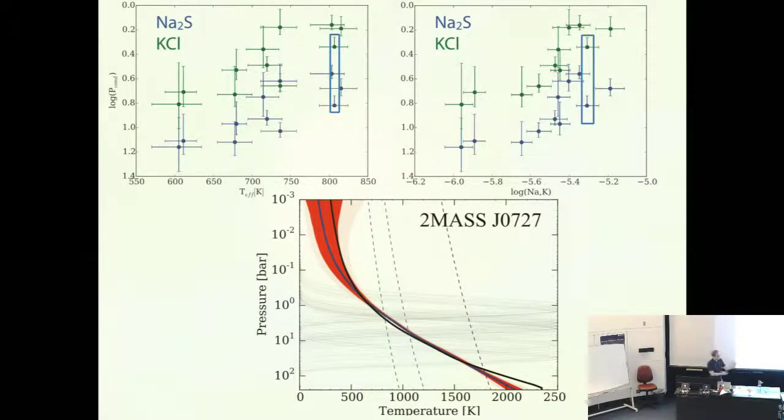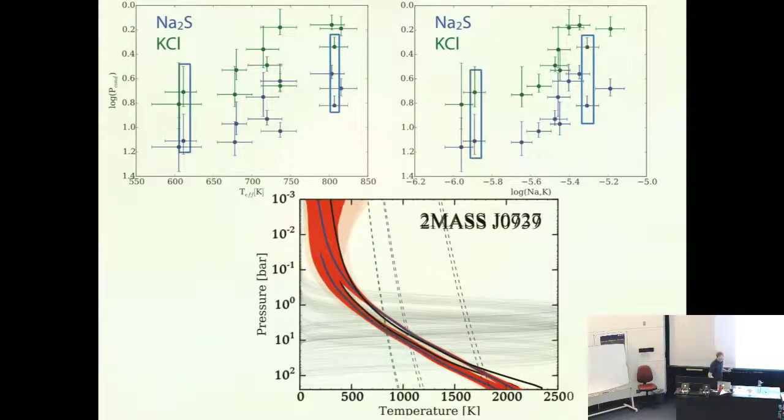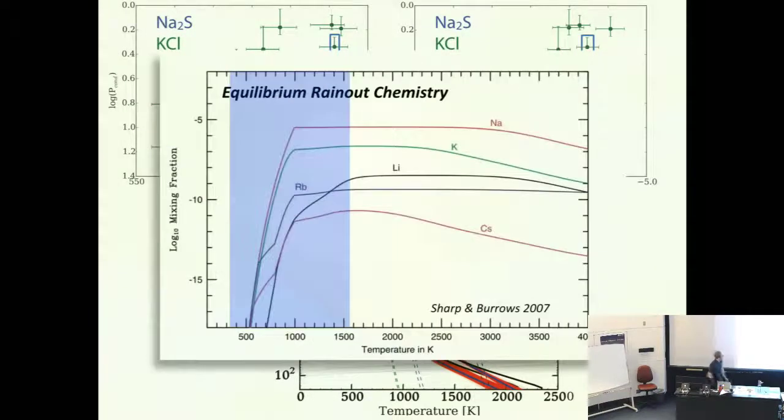So the sodium and potassium are actually tracking, we think, the sequestration of those species into these two different cloud types. But we're also putting limits on how optically thick those clouds can be. So that's basically just what I said here. As you move towards cooler temperatures, those pressures move deeper.